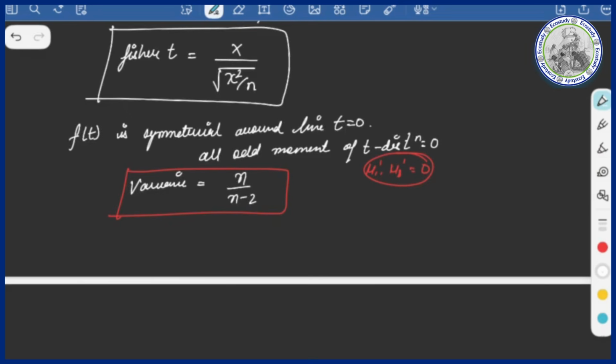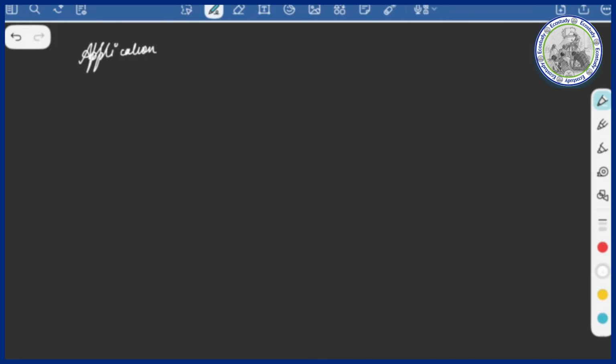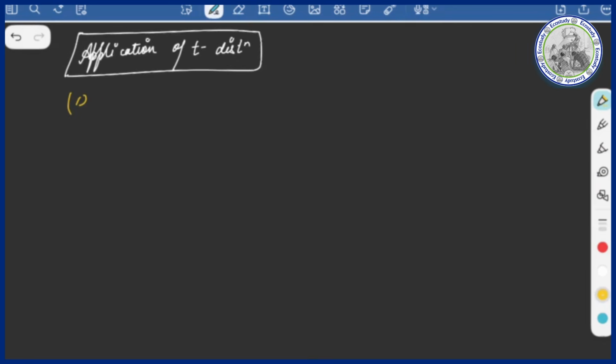Now we will see some of the applications of the T distribution. So first is the t-test that is used in regression analysis for a single mean. So what is the t-test for the sample mean?